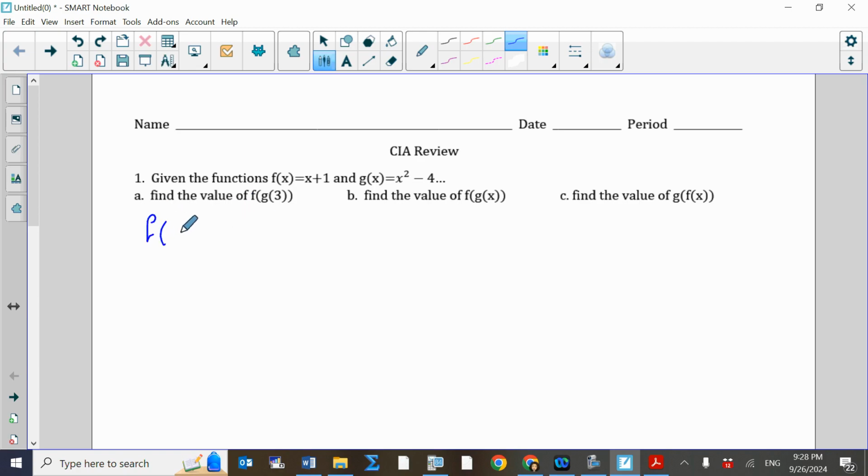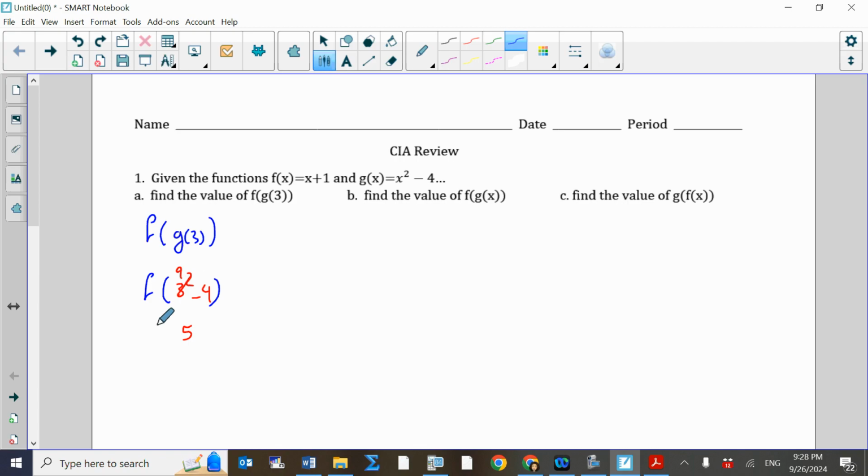So the first thing that we need to find is g of 3, because the value of g of 3 is going to replace the x for f here. So I'm going to keep the f outside and I'm going to find what is g of 3. So on g, replace the x with 3. So this will be 3 squared minus 4. 3 squared is 9. 9 minus 4 is 5.